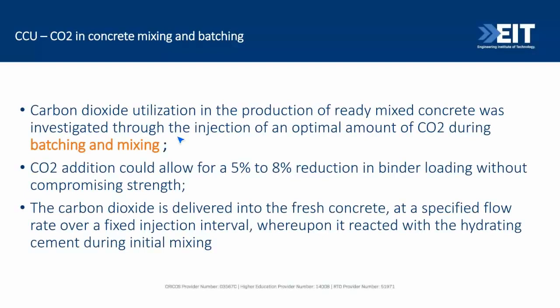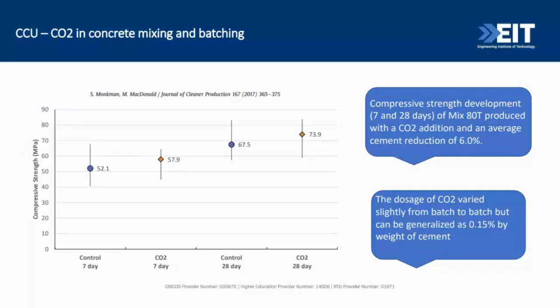And here is more, to summarize the main content we covered before. Carbon dioxide to produce ready-mixed concrete: injection of carbon dioxide during the batching and mixing stage can allow a 5% to 80% reduction in binder loading without compromising strength. These are numbers retrieved from the literature, a reputable source of information, believe me. And the carbon dioxide can be delivered into the fresh concrete, right? So different stages of concrete, since we start selecting materials to produce concrete, during the mixing process, and during the curing process, until the end of life.